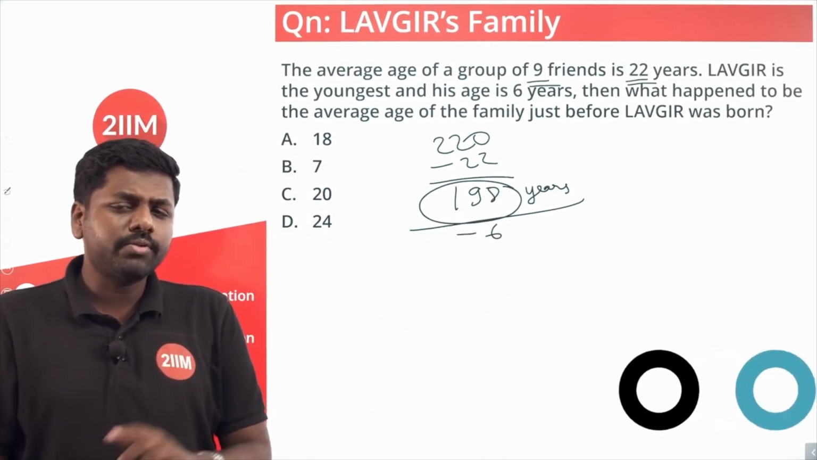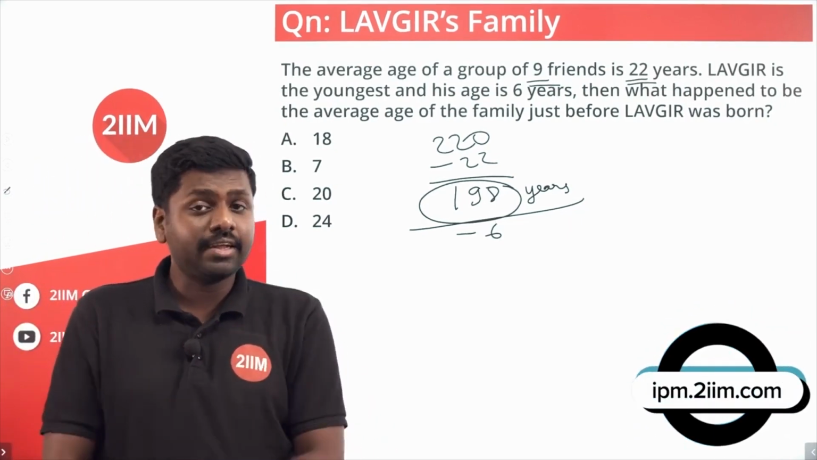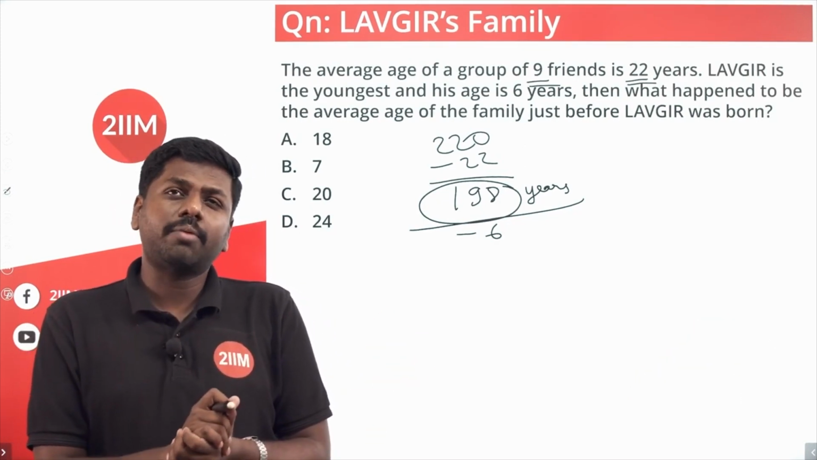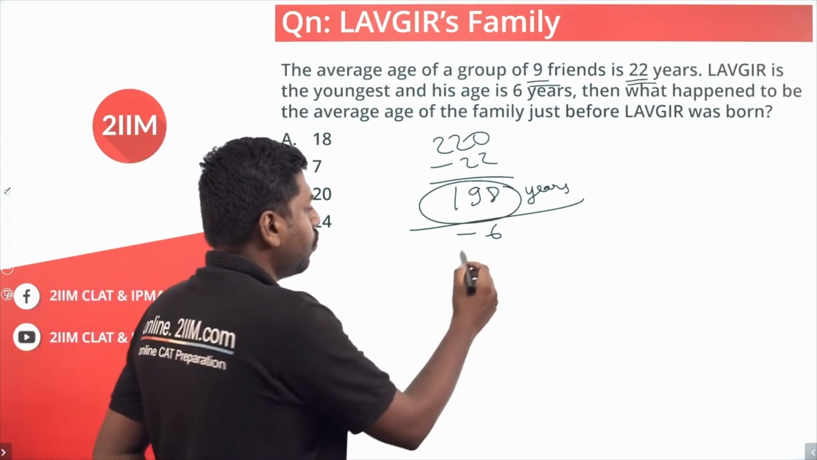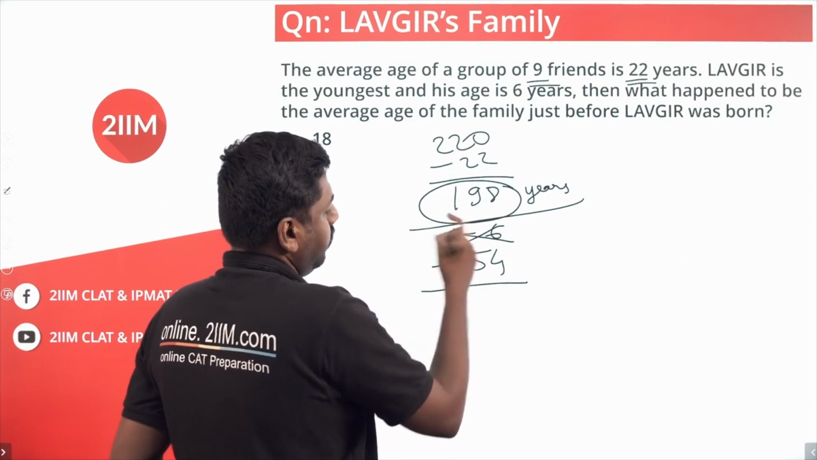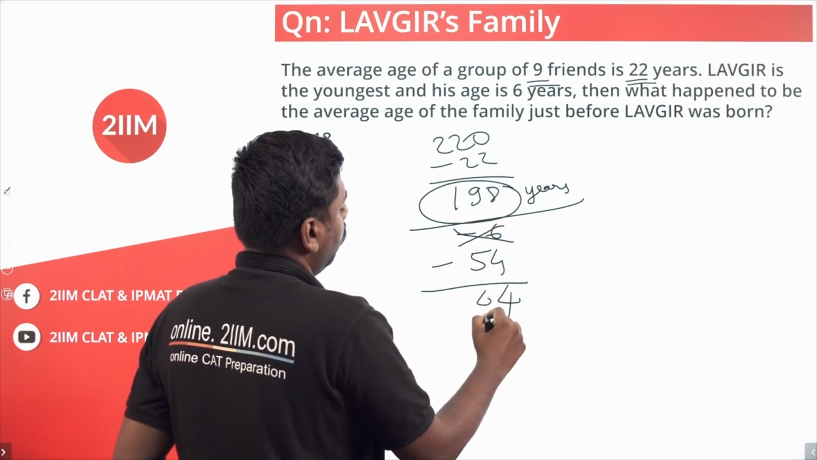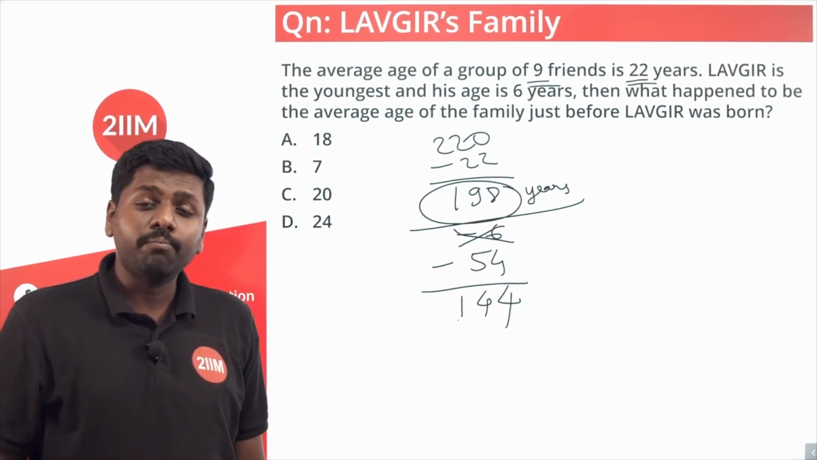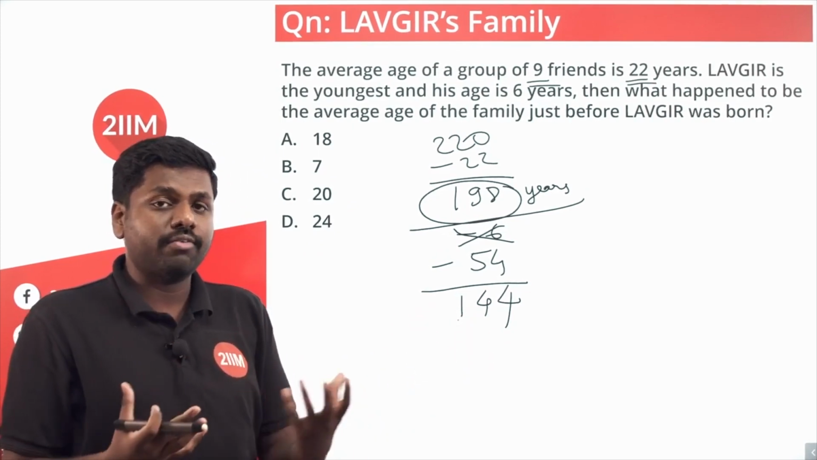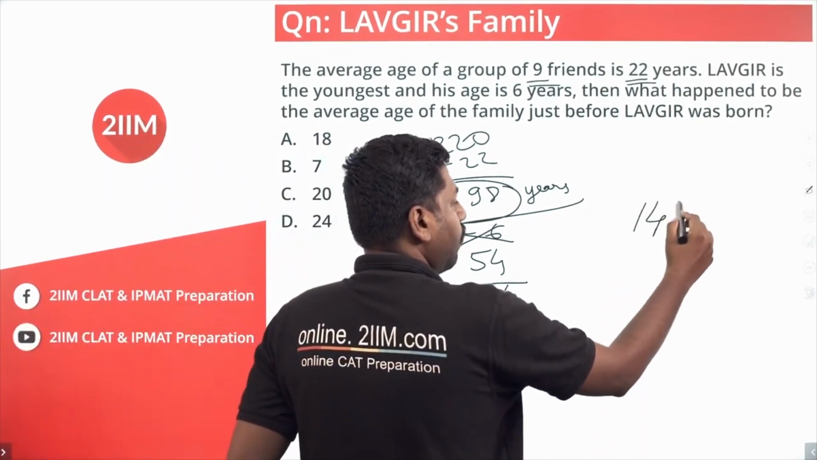But what happened with the other 8 members? Even their ages were 6 lesser, which means you need to subtract 9 times 6 years, which happens to be 54. So you subtract 54 in total from this. 8 minus 4 is 4, 9 minus 5 is 4, 144. So 6 years ago, before Lovegear was born, 144 years is the total age of the group of friends or whoever they are.